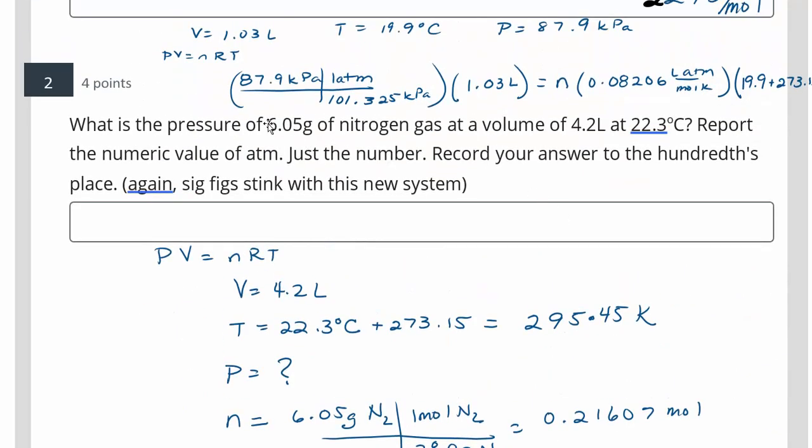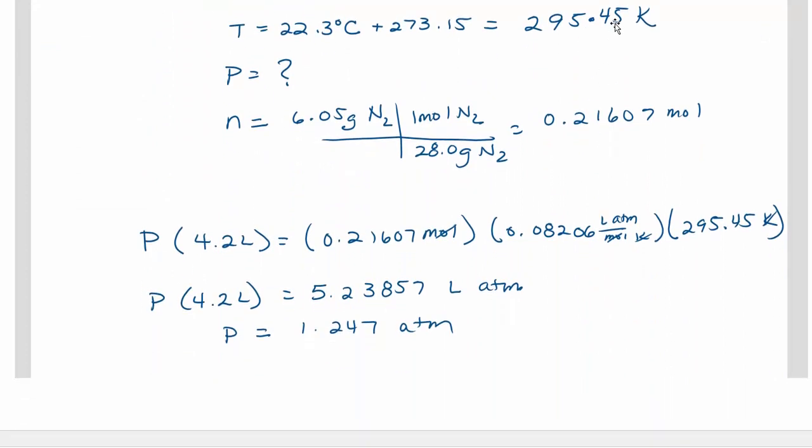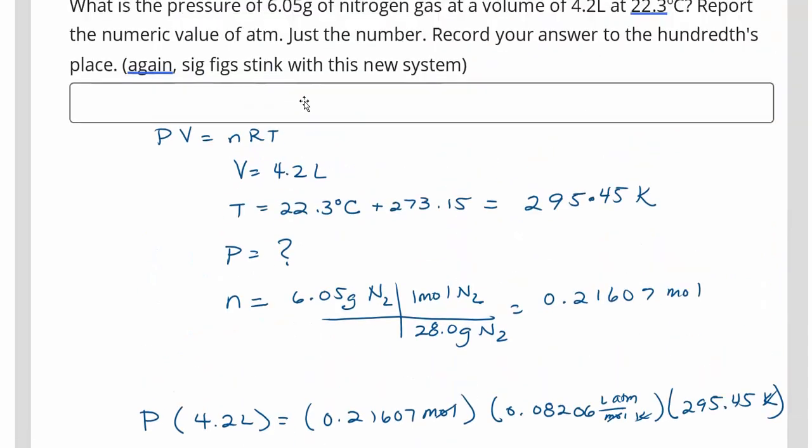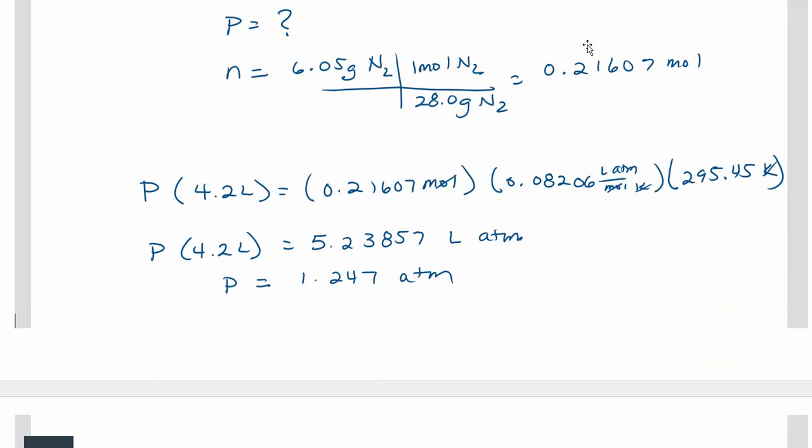We have 3 significant digits in my grams of nitrogen, 2 in the volume, 4.2. Therefore, I need to only have 2 significant digits. Now, I thought there was something against sig fig sting. Record your answer to the 100th place. Okay, so that's going to actually be 3 significant figures, but that's okay. So here's 1, 2. This is my 3rd significant digit. I look next door to find out, do I round up or truncate? And the answer is I'm going to round up. So 1.25 atmospheres is what I would record.